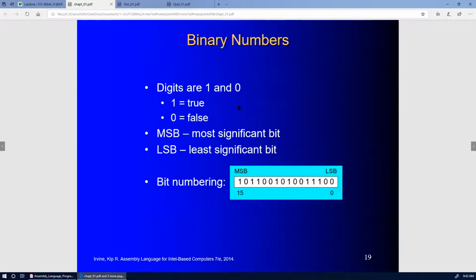So binary numbers, as you know, are 1s and 0s. The MSB is the most significant bit. LSB is the least significant bit. So in this number right here, this is the least significant bit and this is the most significant bit. That's the same way that we write base 10. When we write the number 546, the 5 represents 500, which is the leftmost, the most significant digit, and the 6 is the least significant digit.